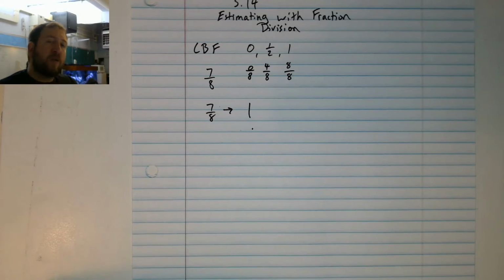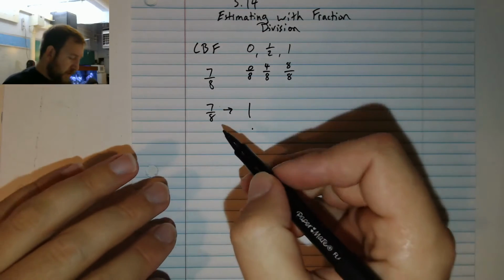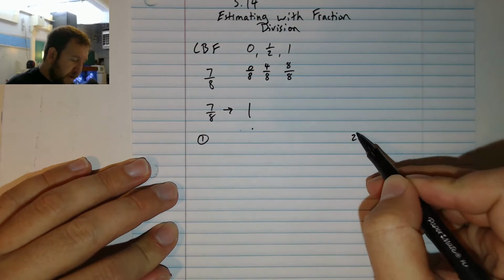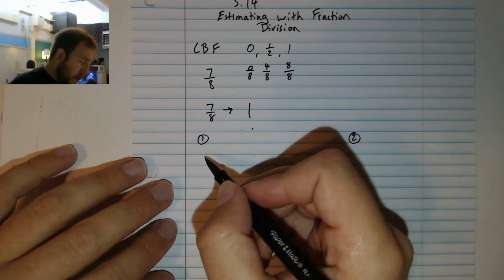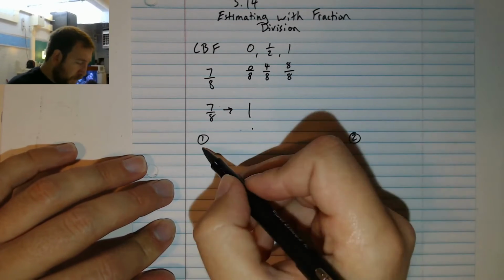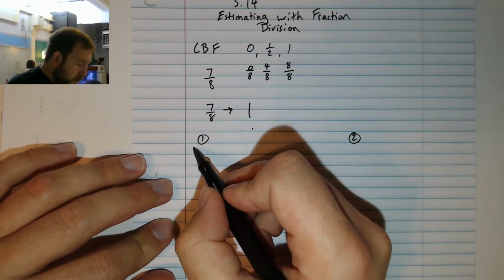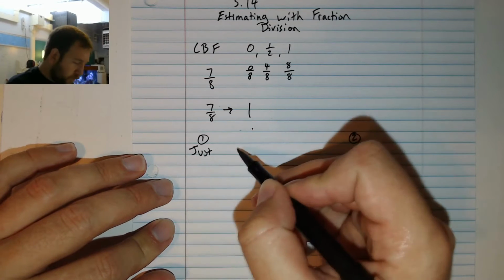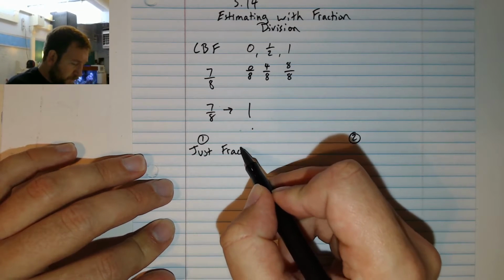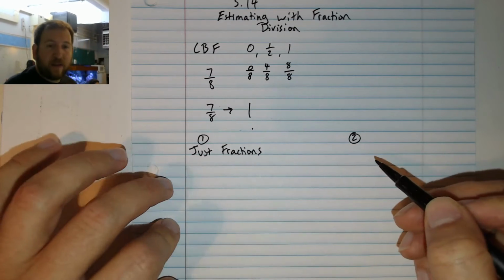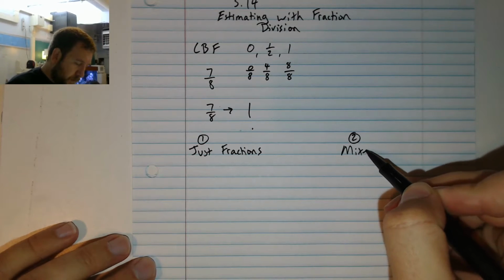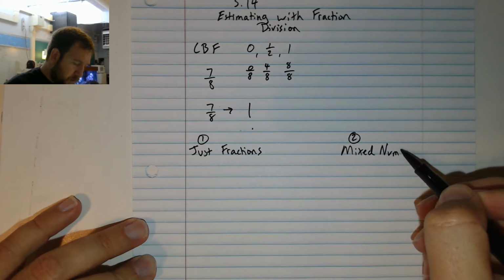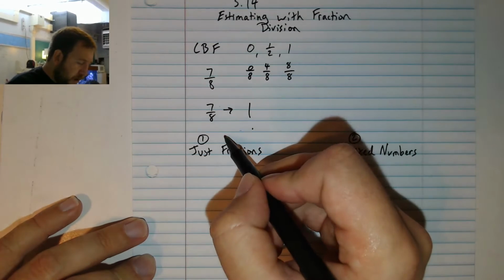Okay, so now we have two different ways to estimate fractions. We have one way here and a second way here. And this is all for dividing fractions, but there's one important difference that will determine where we go. On this side, we're going to do just fractions. And on this side, we're going to do the numbers when we have mixed numbers. And in both of these, we are dividing.